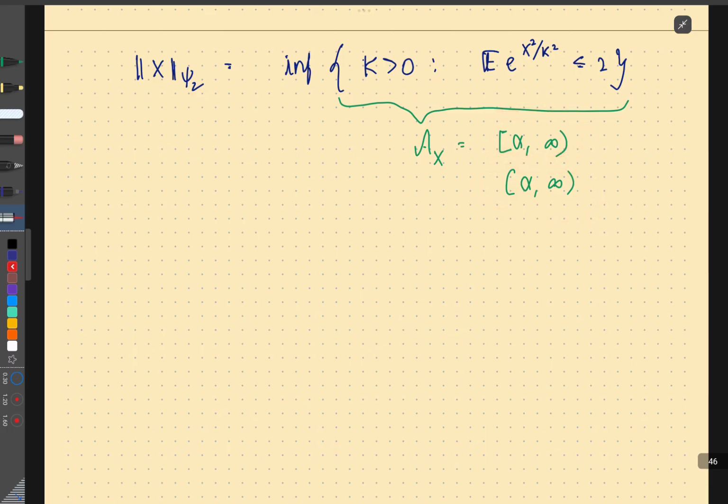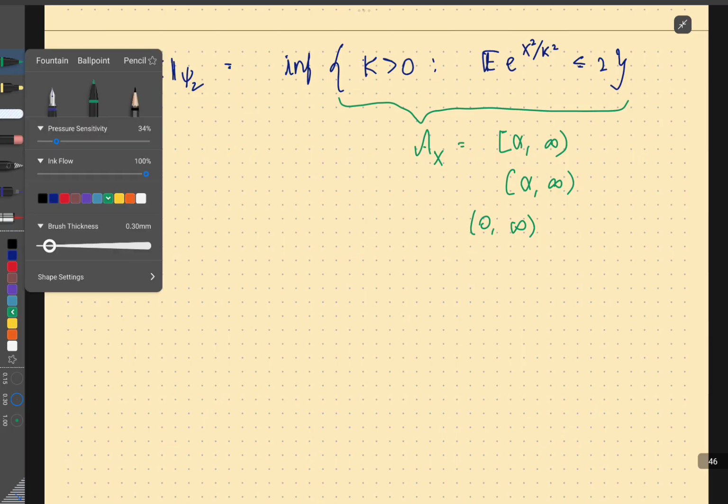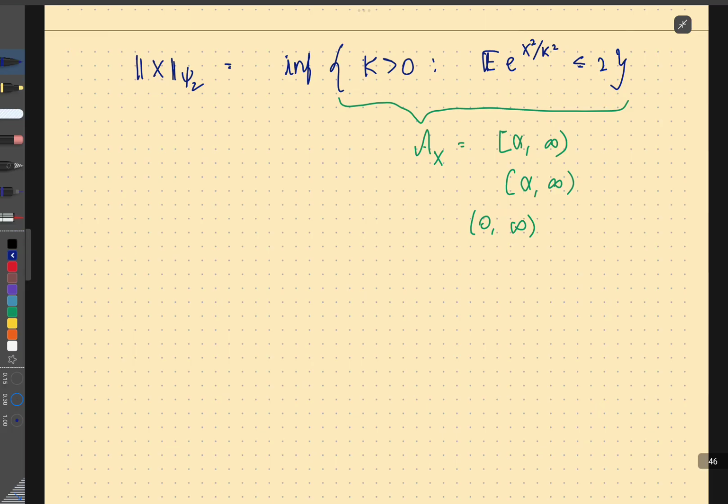Correct? So in particular, even though this particular set cannot be equal to 0, it could potentially be of the form 0 comma infinity, open from the left. Okay? In which case the Subgaussian norm can be equal to 0. That's the only situation where it can be equal to 0. You are right about the point that the set cannot contain 0. Did that answer your question?